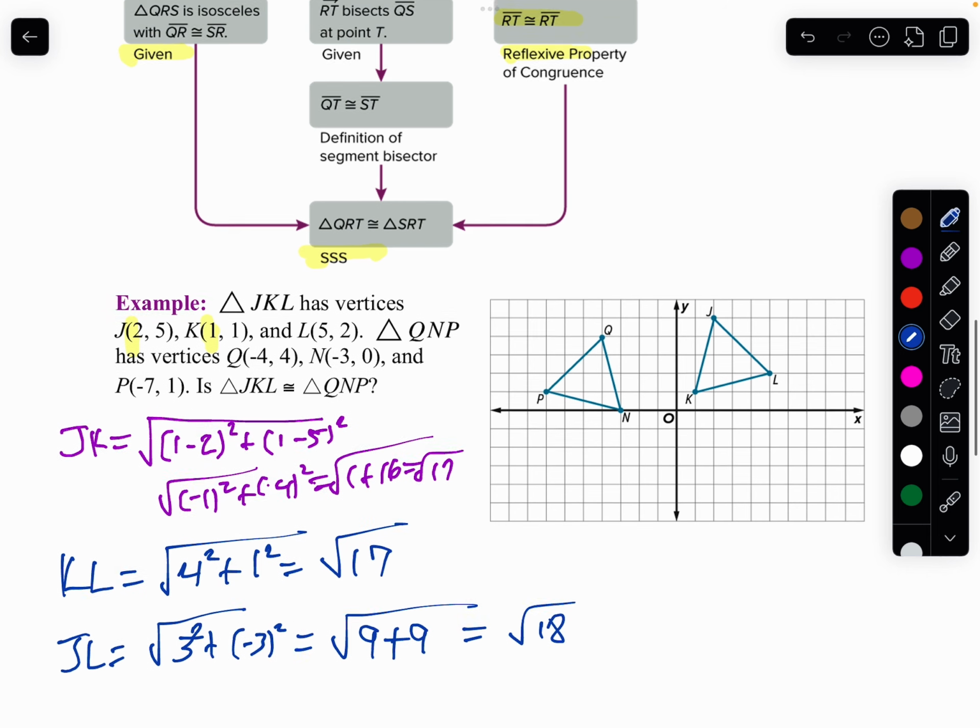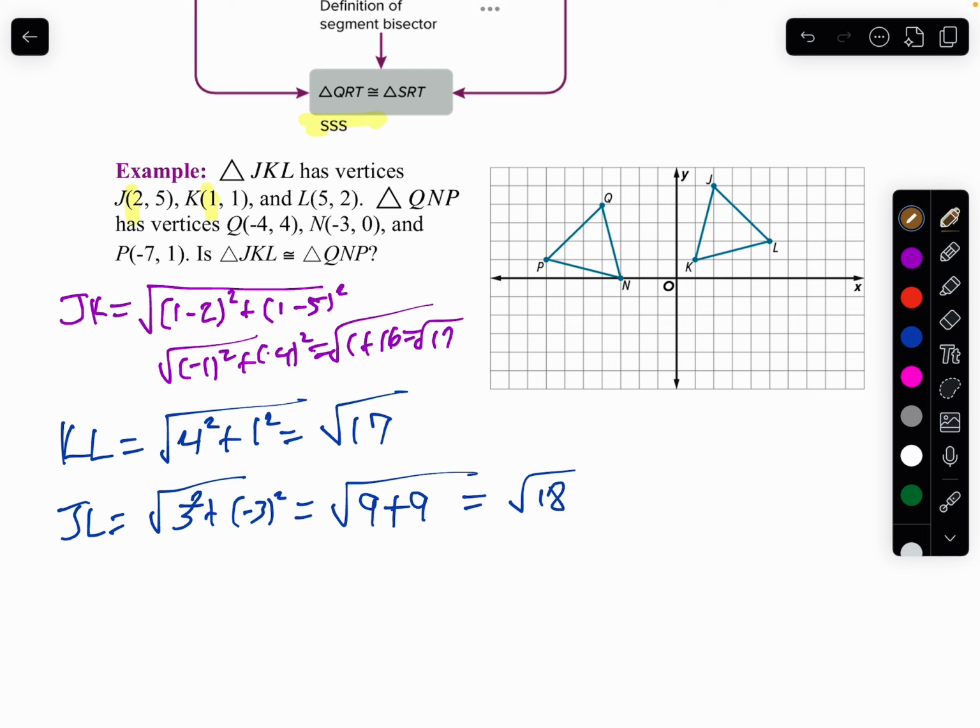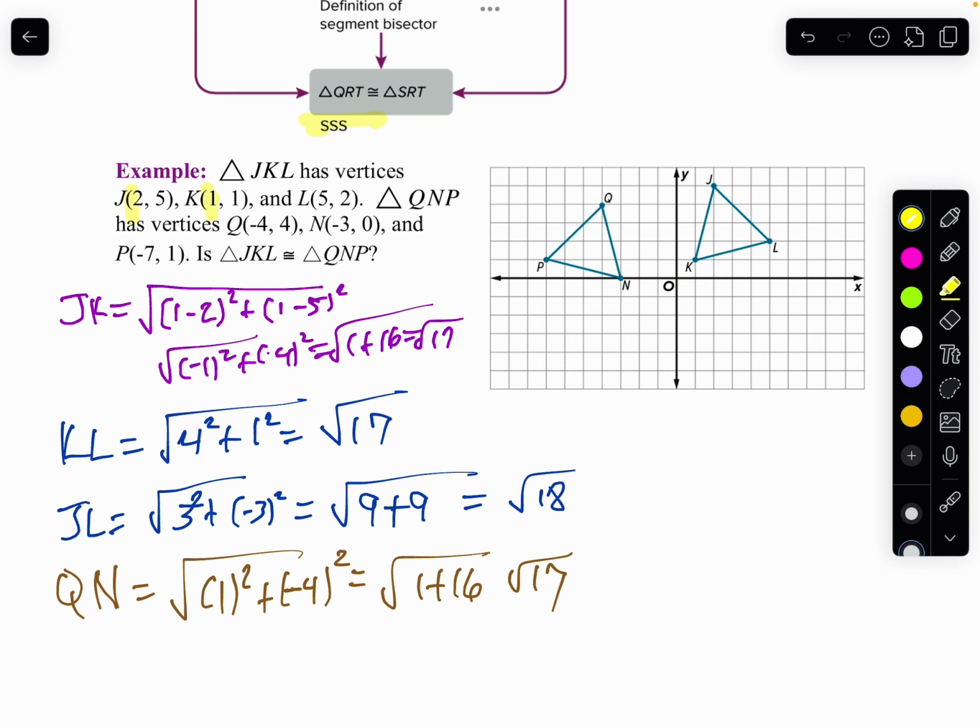So I've done all three sides of my first triangle. Now I'm going to turn around, and I'll do all three sides of my next triangle. But I'm going to go in order so they correspond. So I'm going to do Q to N. If I do Q to N, that'll be negative 3 minus a negative 4, which is 1 squared, plus 0 minus 4, which is negative 4 squared, which is 1 plus 16, which is the square root of 17. Notice, Q to N, J to K, they have the same length, don't they?